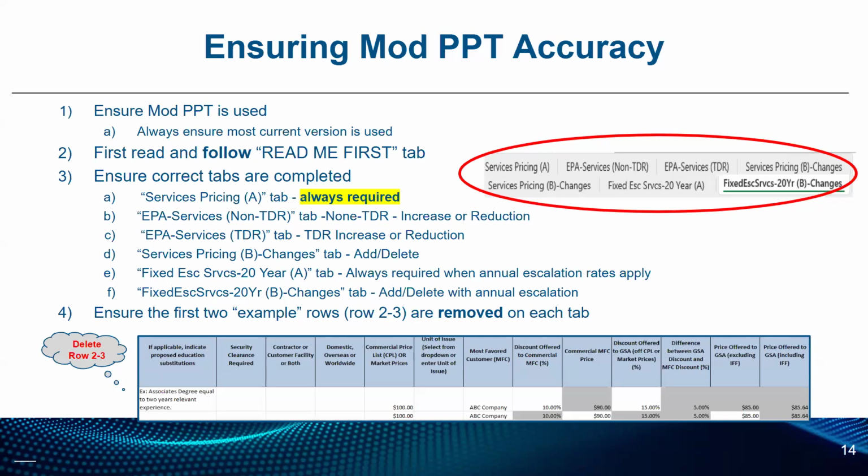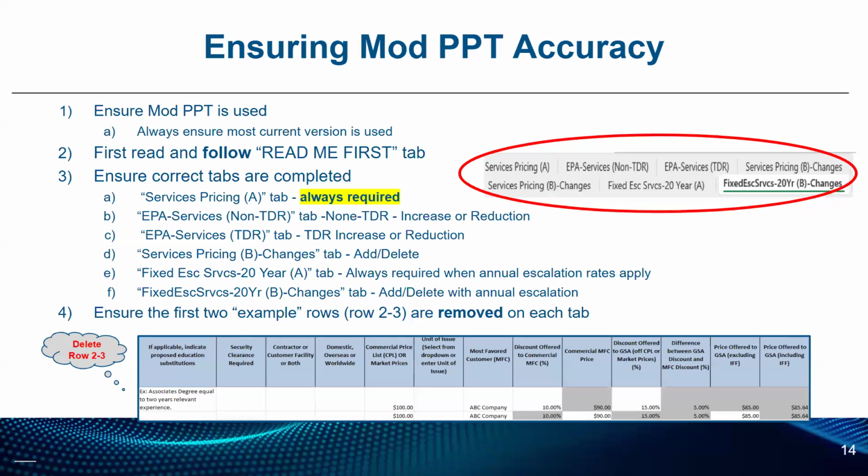The services pricing A tab must always be completed. It should include all of your labor categories, services, pricing, as if the mod were approved. So let's say you're doing an EPA, you want a 20% increase in price. What's on the services price tab should be the most current pricing as if the mod were approved today. So you would use whatever that EPA price is in that EPA tab. That would be what you would put in your services pricing A tab.